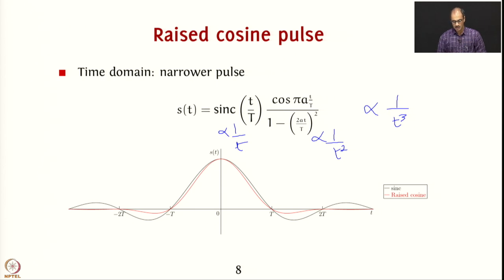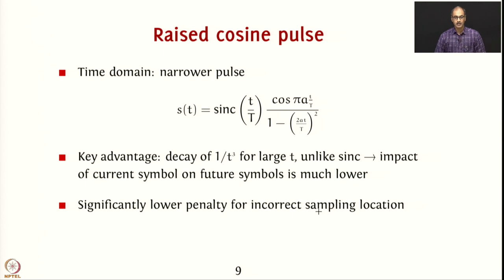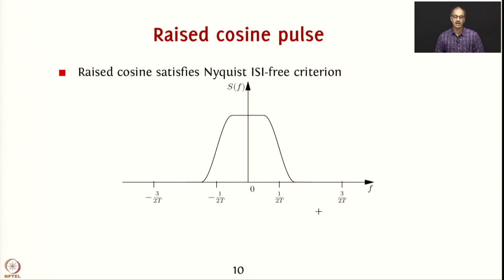Now, one more interesting thing is that the raised cosine actually seems to honor the zero crossing criterion. That is, x of mT is 1 only for m equal to 0, or s of mT in this case. So then, can you be sure that the raised cosine is also a Nyquist pulse? In fact, that turns out to be true, as we will see. And the key advantage is that 1 upon t cube is the rate of decay, and the impact of the current symbol on future symbols, even if you sample incorrectly, is lower, and you have a lower penalty for incorrect sampling locations, and you also satisfy the ISI-free criterion.